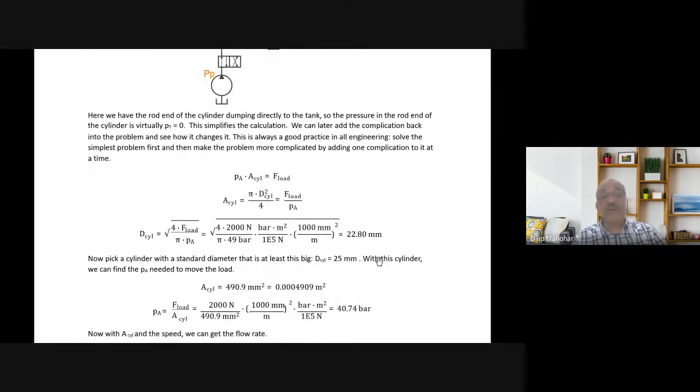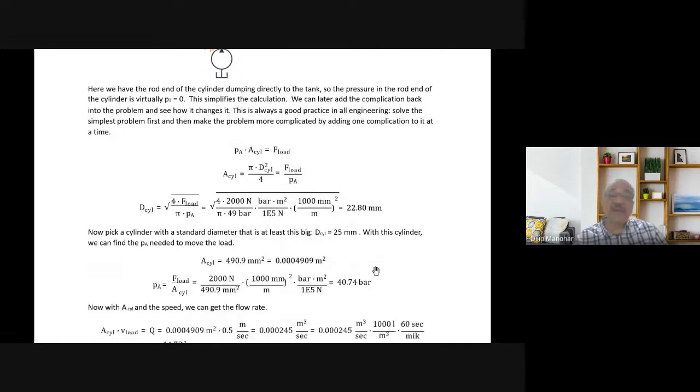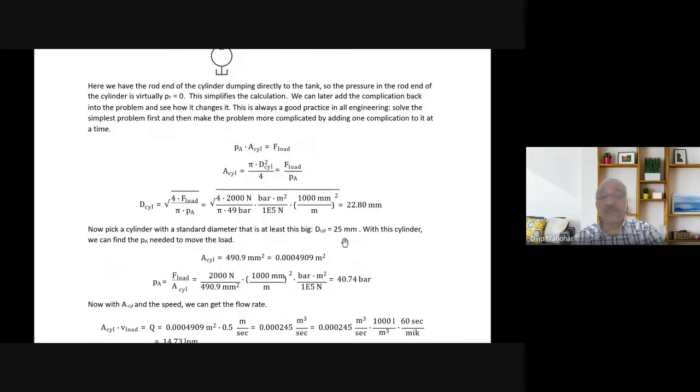So this is not now a standard value. So we pick up a standard value, let us say 25 mm. So this could be a standard available nearest size of the cylinder. With this cylinder, we calculate the area of cylinder. So that is 490.9 mm square.